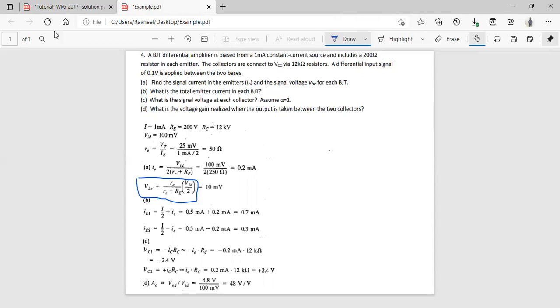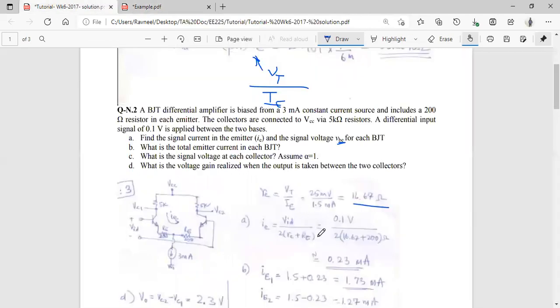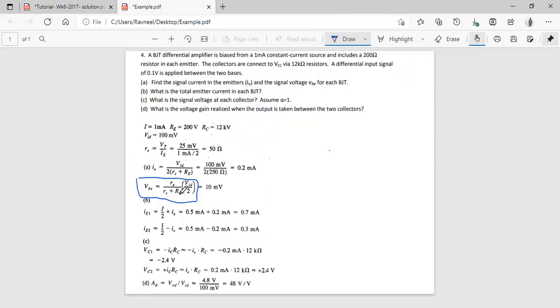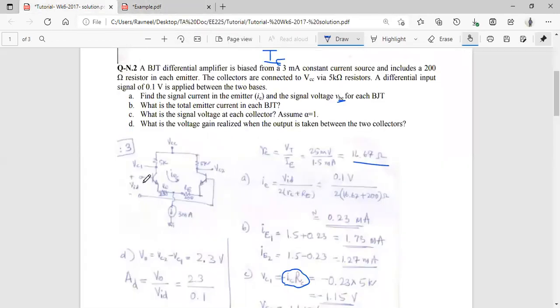Again, you just need to use this formula over here. In this question, that will be small RE upon small RE plus capital RE, times VID divided by 2. That will give you your VBE, which would be 3.85 millivolts. So you can see.